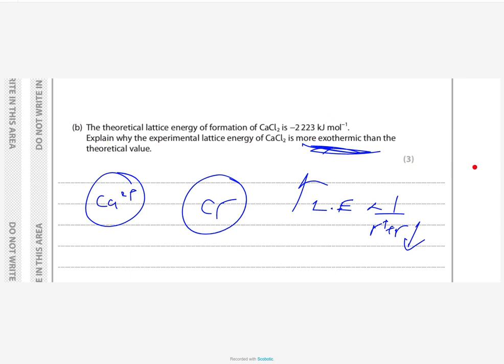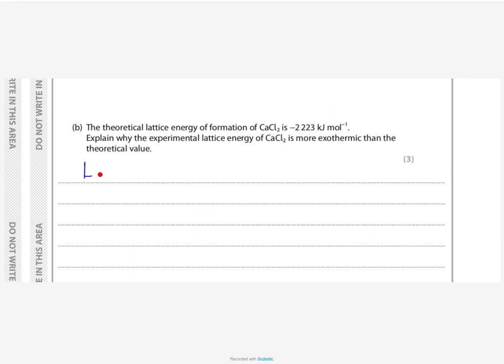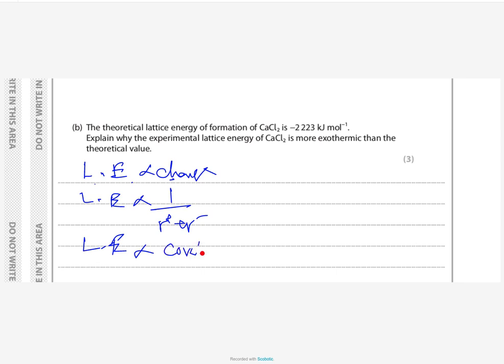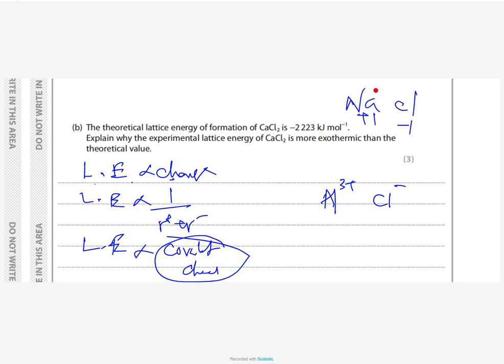Let me explain this one. Let me start from the beginning. Lattice energy depends on three factors, remember? Charge: lattice energy is directly proportional to the charge. It is inversely proportional to the sum of the ionic radii. And the third factor is covalent character, which reduces the lattice energy. You might wonder how. For example, aluminium chloride is more covalent compared to sodium chloride. Sodium has a plus one charge, so its charge density is less. Aluminium's charge density is much greater, and when the charge density is greater, it will polarize the anion to a great extent.